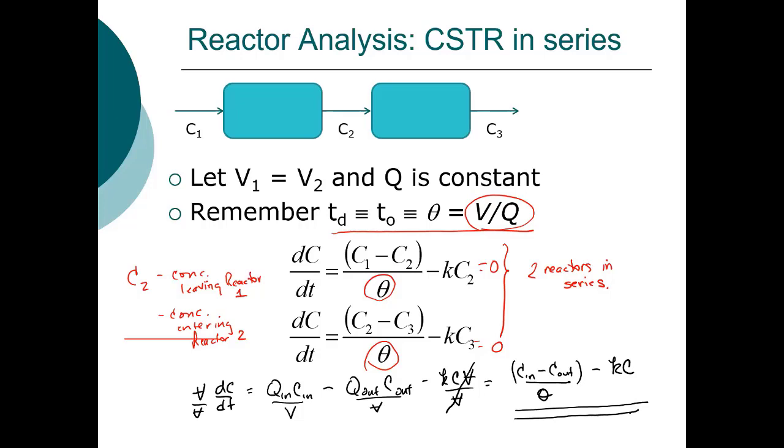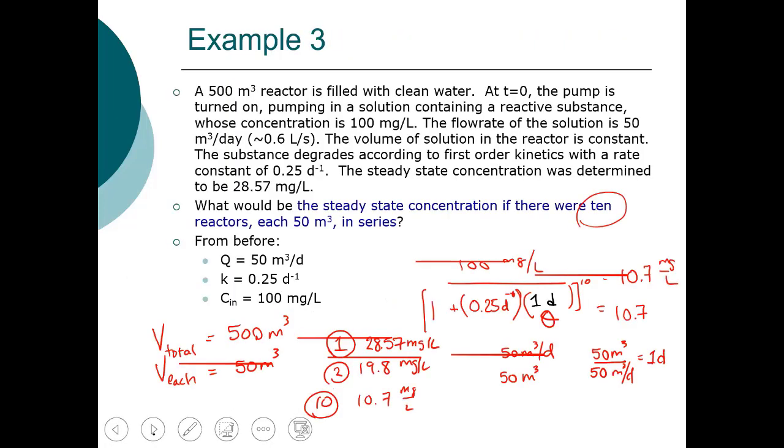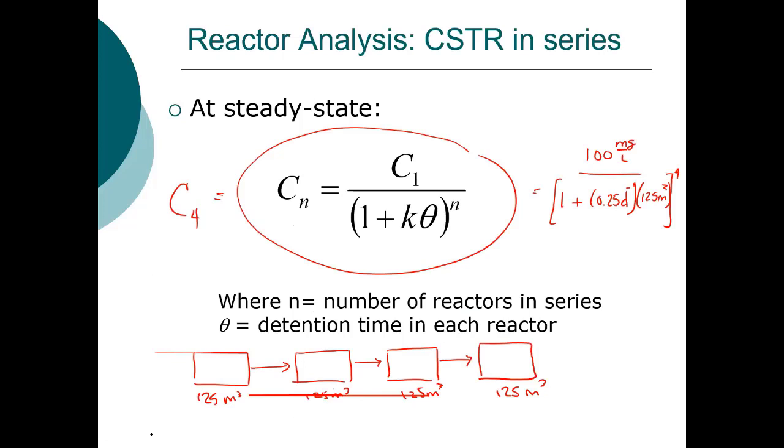So from that equation here, we get this equation right here. So at steady state, C, whatever this would be, C4, is simply equal to the concentration divided by 1 plus K times my detention time, to the n power. So it was correct before, where I used volume before. What I did wrong here was right here, and I'm going to leave it this way.